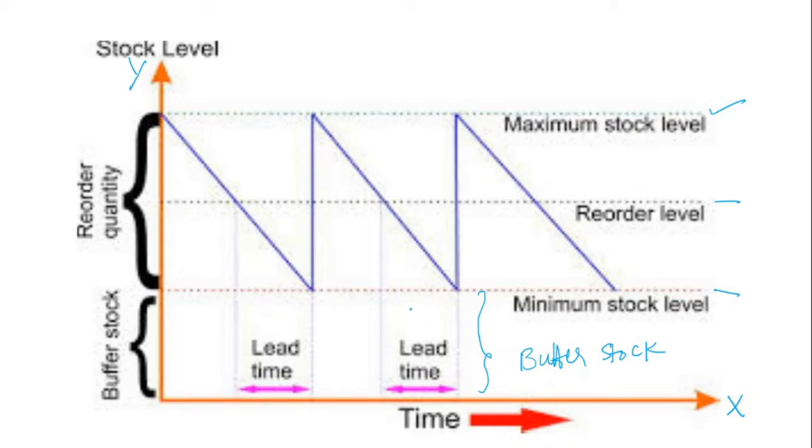Now, the curve starts at the maximum stock level here. When we use the raw materials for the production process, the curve comes down like this, the stock falls. As and when the stock reaches the reorder level, we need to give the order. That means as soon as the stock reaches this point, we need to give a fresh order, and a fresh order is given and the raw material is continuously used, and this comes down to the minimum stock level.